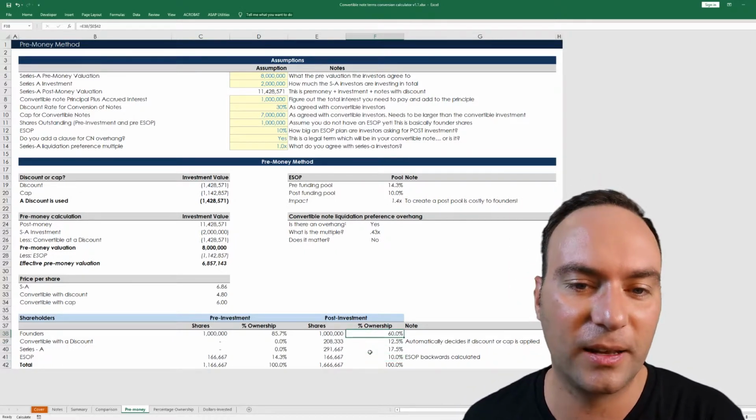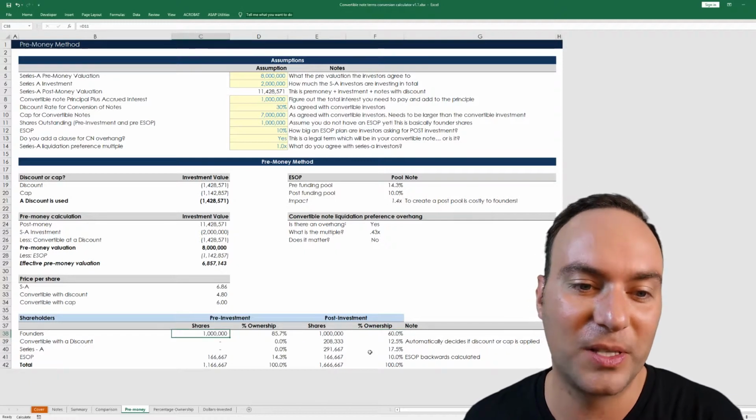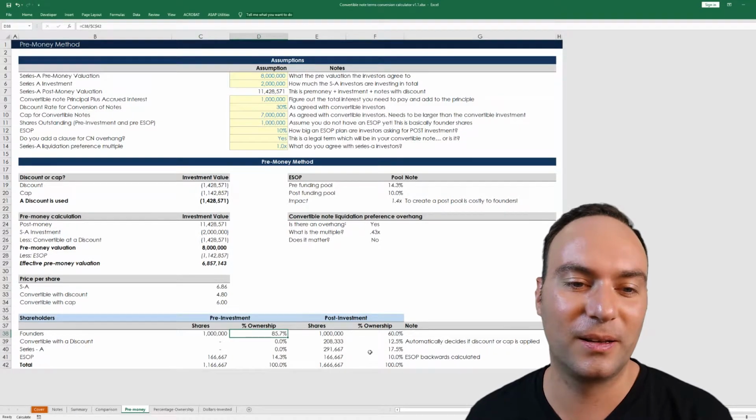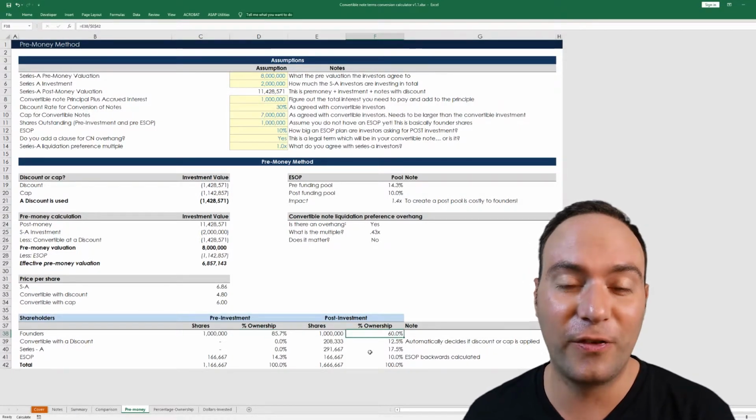The ESOP is now at 10%, as we said it was. So, holy heck, the founders owned 100% before, 85.7% after the ESOP, and now they're down to 60%. So fundraising is really painful and dilutive for founders.